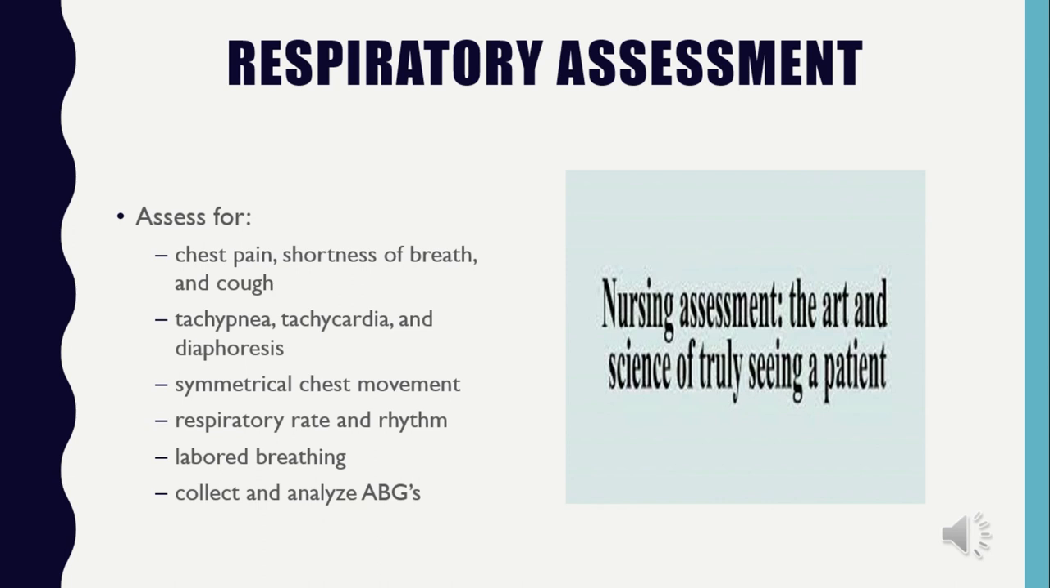We want to assess to make sure that they are having symmetrical chest movement. If there's any irregularity, we want to notify a physician, and also note their respiratory rate and rhythm. And if they have any labored breathing, at that point, when we notify the physician, if he orders it, we can probably collect and analyze ABGs to check their oxygenation in the arterial vein.